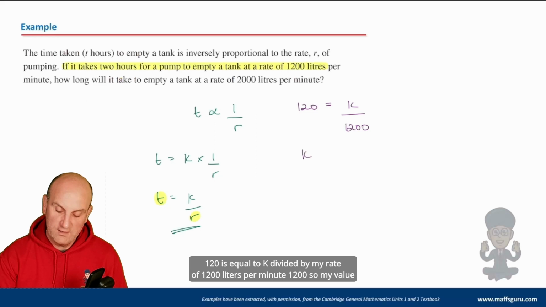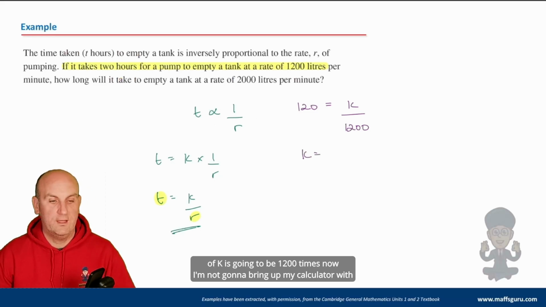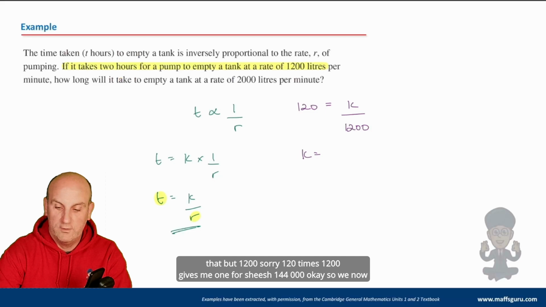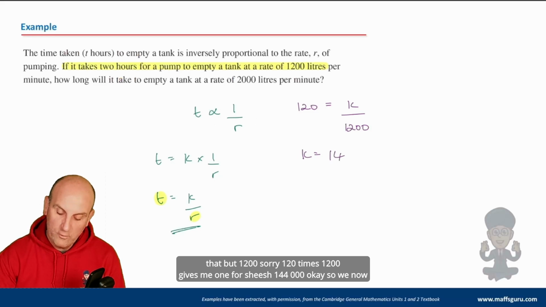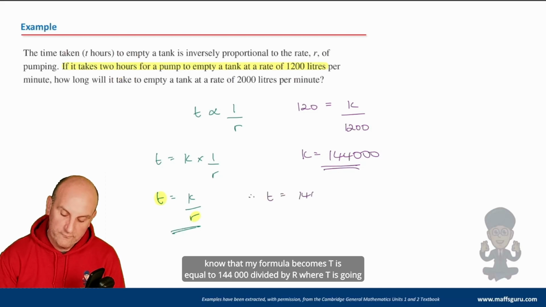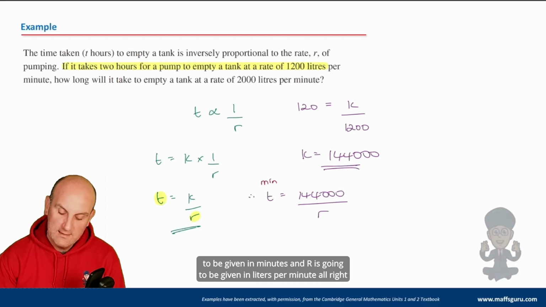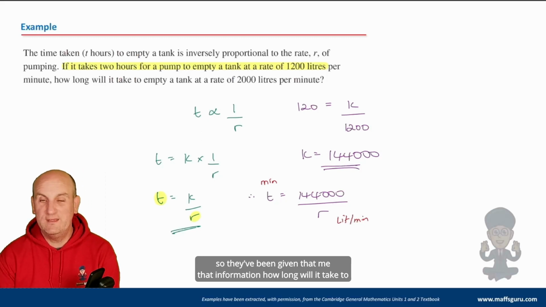So my value of k is going to be 1200 times 120. Now I'm not going to bring up my calculator for that, but 120 times 1200 gives me 144,000. Okay, so we now know that my formula becomes t is equal to 144,000 divided by r, where t is going to be given in minutes and r is going to be given in litres per minute.